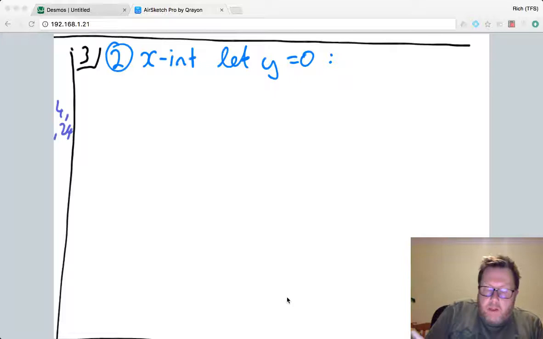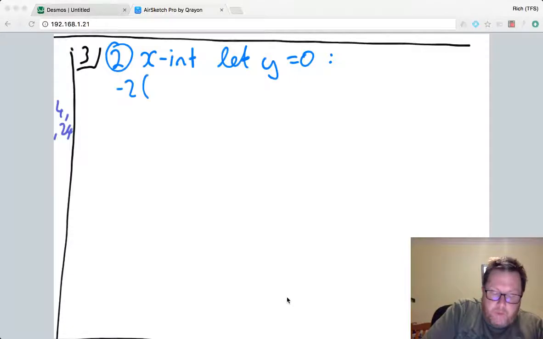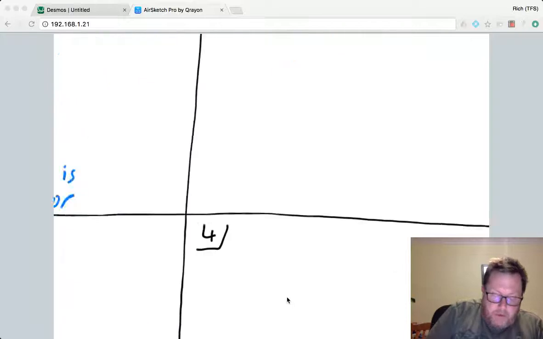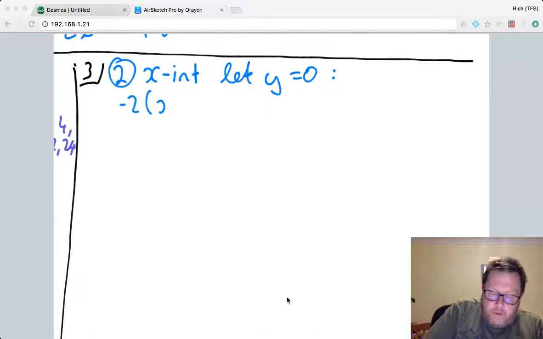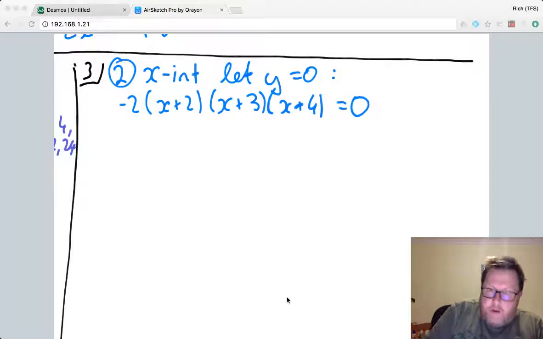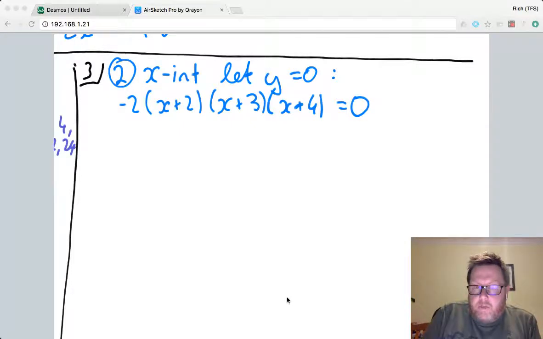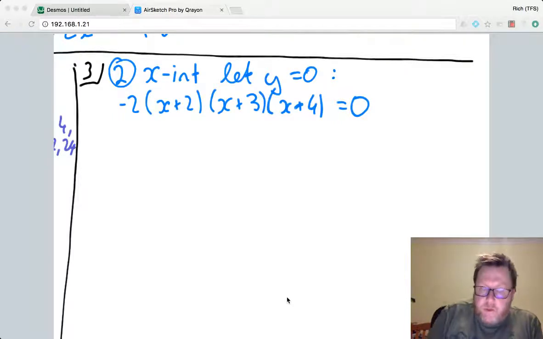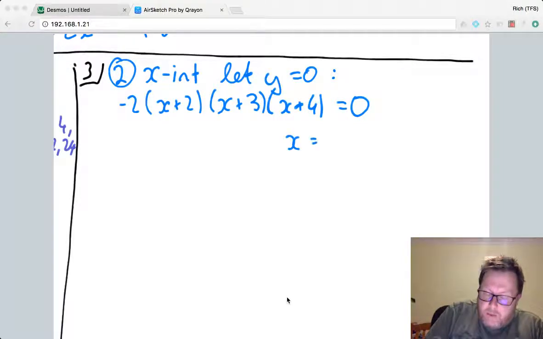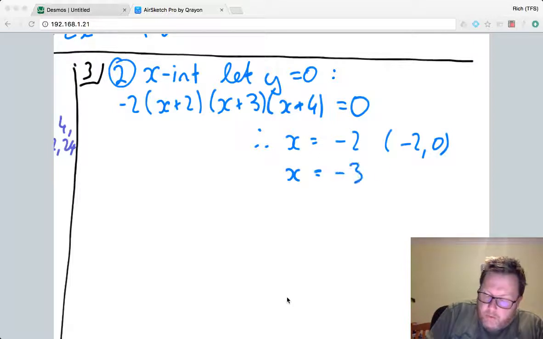So what does that mean? It means that -2 outside of, what were the factors again? x plus 2, x plus 3, x plus 4. Okay, so x plus 2, x plus 3, x plus 4 is equal to 0. So y was equal to -2 outside of blah, blah, blah. So therefore, if we set y equal to 0, then all of that is equal to 0. And now, by the null factor law, each of those factors here, here, and here must be set equal to 0. So that will give us x equals -2, x equals -3, x equals -4.